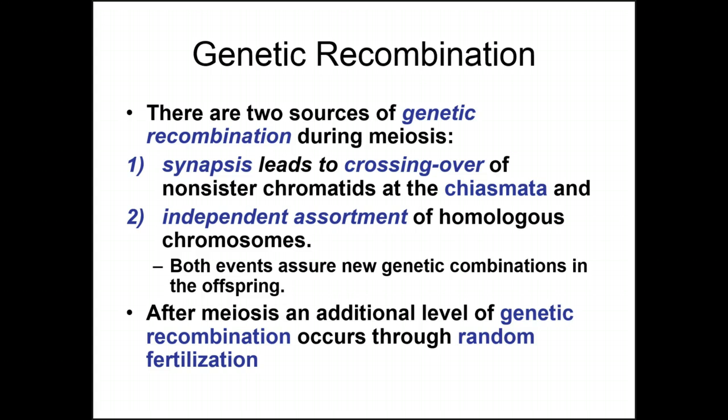The synapsis and crossing over occurs during prophase 1 of meiosis 1. The independent assortment occurs during metaphase 1 of meiosis 1. And then you get additional genetic recombination from the fact that fertilization under natural circumstances is random. Any one of millions and millions of sperm can fertilize any one of thousands and thousands of eggs.